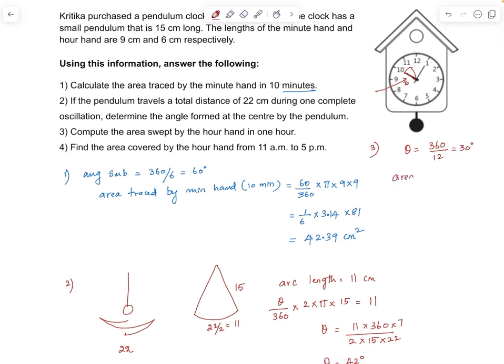So the area swept will be 30 upon 360 into pi into 6 square. On simplifying, we get 9.42 centimeters square.